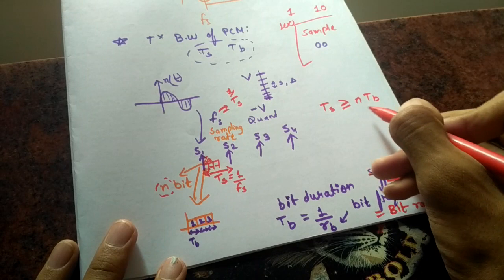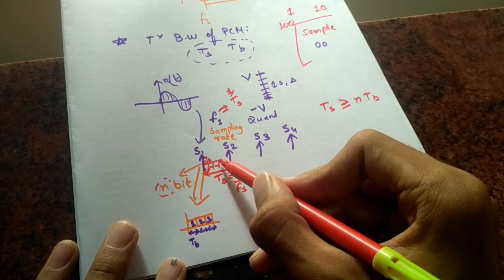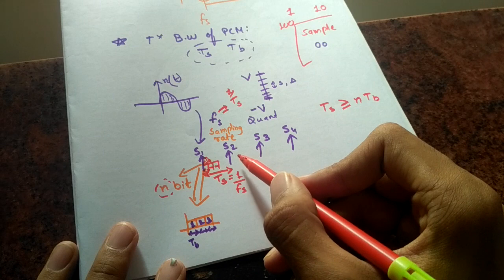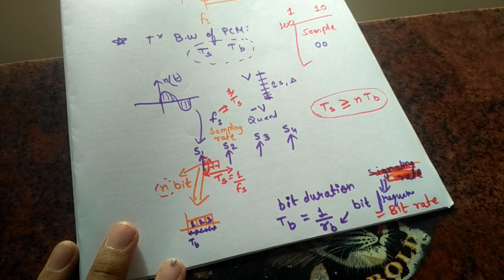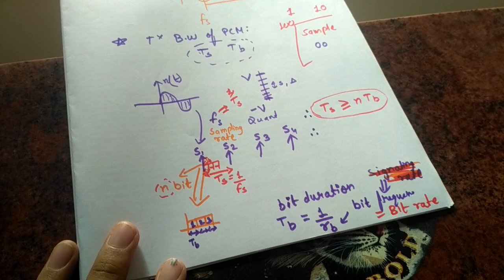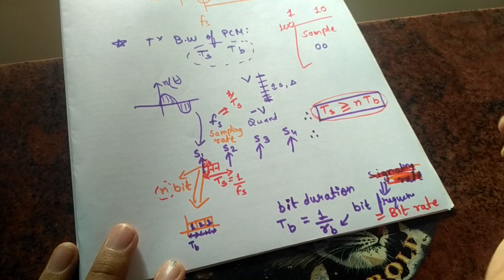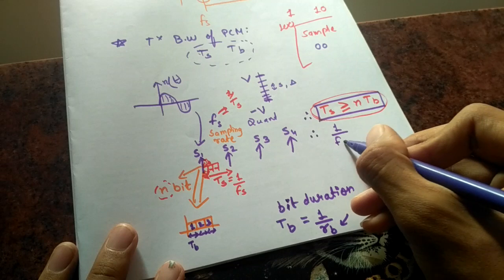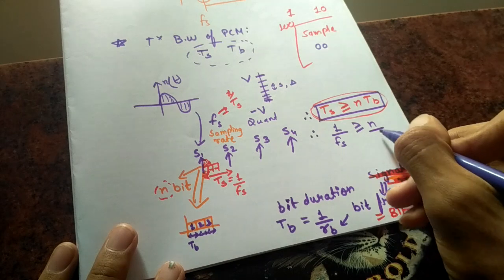So this Ts should be greater than or equal to n times Tb, because if it is less, then there will be overlapping between two samples, which will lead to error. For that purpose, this inequality must hold. This inequality is very much important, so don't go further in the video if you don't get how this inequality came. Now in terms of frequency, Ts is nothing but 1 upon fs, which is our sampling frequency, and it should be greater than or equal to n times Tb, which is nothing but n by Rb.